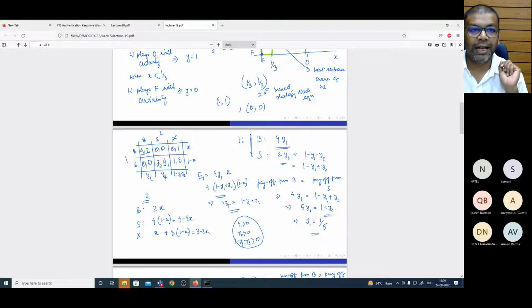What is a pure strategy Nash equilibrium? A pure strategy Nash equilibrium means player one plays B with full certainty, with probability one, and player two plays B with full certainty, with probability one, in this Nash equilibrium, BB. And in the SS Nash equilibrium, player one plays S with full certainty, with probability one, and player two plays S with full certainty, with probability one. So this is a pure strategy Nash equilibrium.